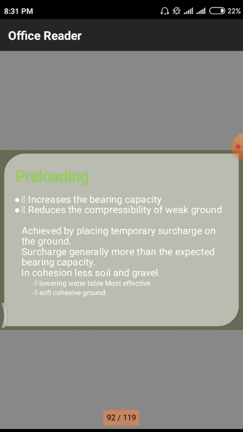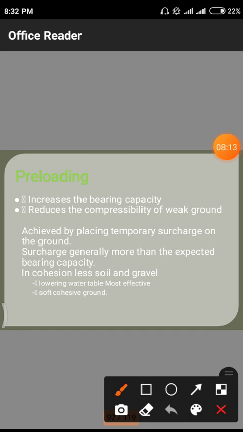Next one, it reduces the compressibility of the weak ground. That means if the compressibility is high in a particular field, there may be a huge amount of settlement in the soil after the construction of a building, so to avoid those kinds of settlements we need to have some preloading techniques. So I will show this with the help of diagrams.